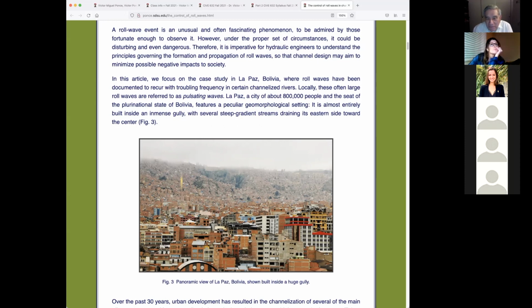La Paz features a peculiar geomorphological setting. I did talk about that. I can't tell it in words because you've got to see the thing. It's a hole, and you can see the hole out there. I have a picture here. I took this picture. It is almost entirely built inside an immense gully. It's not really a hole, it's a gully, described geologically as a gully, with several steep gradient streams draining its eastern side. So you enter the gully somewhere through the eastern side. Actually, you can also enter from the other sides because, after all, you've got to get out of the city, right?